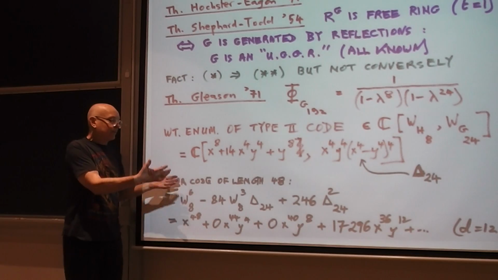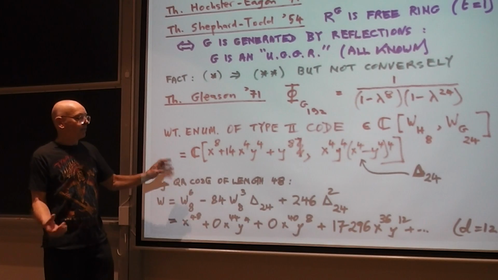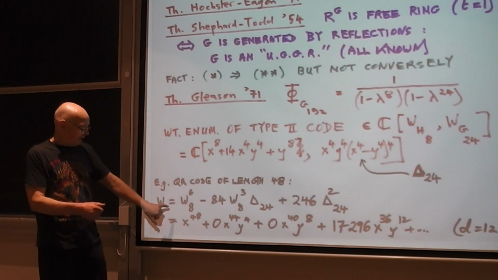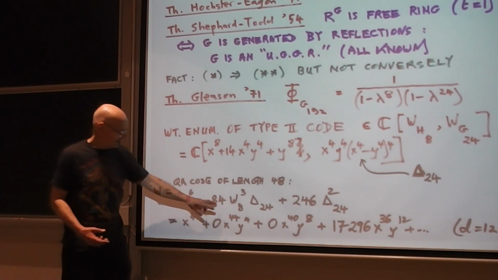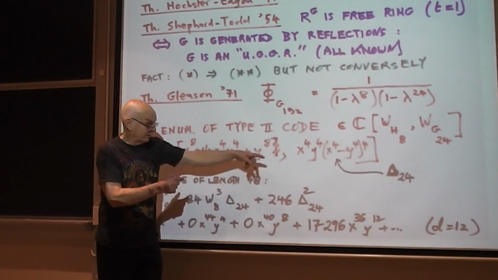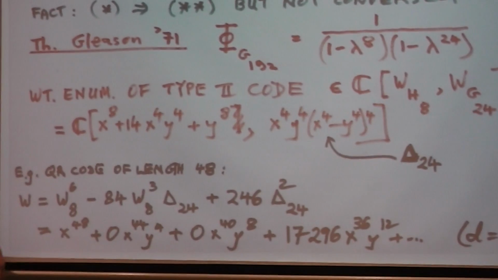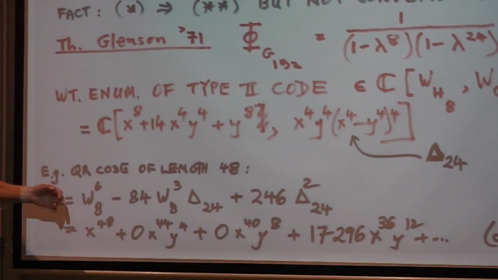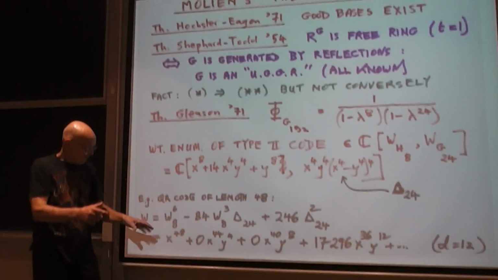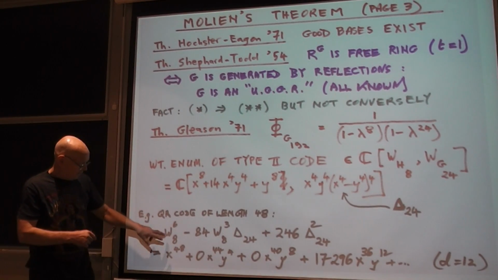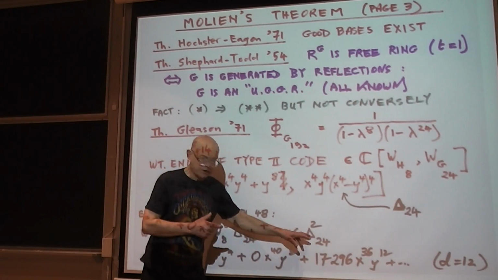Gleason's theorem says this is a homogeneous polynomial of degree 48, but is very strongly constrained. It must be made up of pieces, a linear combination of the 6th power of Hamming, the cube of Hamming times Golay, and the square of Golay. There are only 3 pieces. There are only 3 degrees of freedom in this weight enumerator. Whatever the weight enumerator is, we can write it as a linear combination of W8 to the 6th, W8 cubed times delta 24, and delta 24 squared.